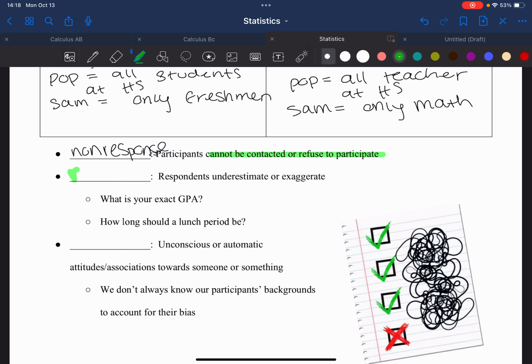We also have a response bias. A response bias typically is going to be people who have very strong opinions. So they're either going to underestimate or exaggerate. And I'll use the example of GPA again. If you're asking people about their exact GPA, they might not know their exact GPA, so they're going to guess. So let's say their exact GPA was a 3.67, but they say it's a 3.8.